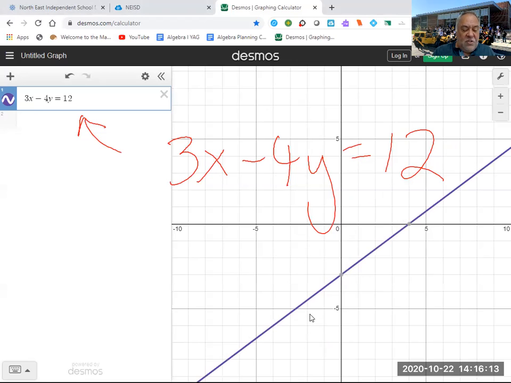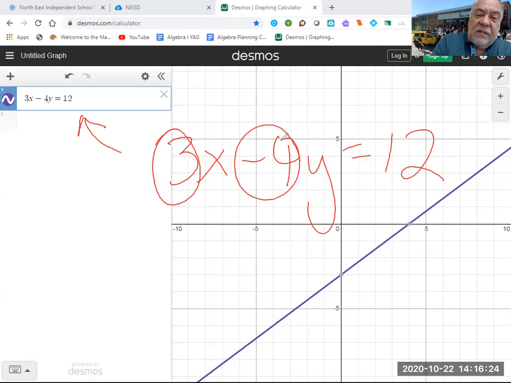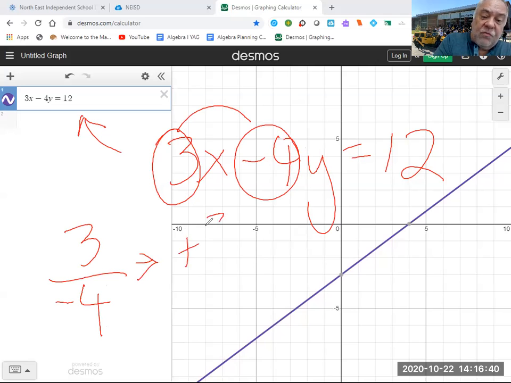Another way of doing that, and I showed you this shortcut a while back, is in standard form, if you take this first value of the x and the second value, including the sign, divide one by the other, and then change the sign, you also get the slope. So basically, 3 divided by negative 4, and then change the sign. Which is what this is.